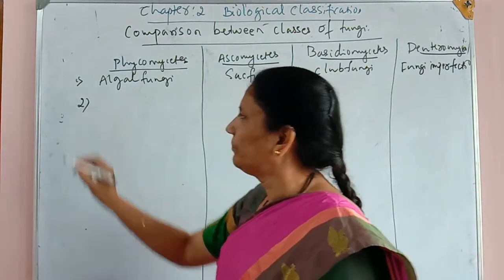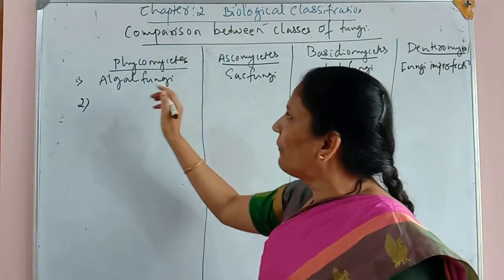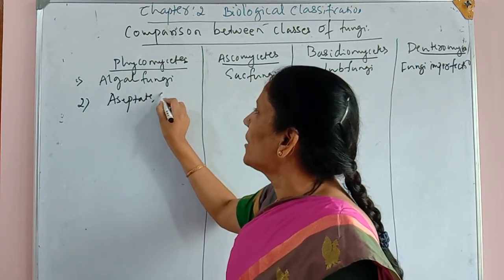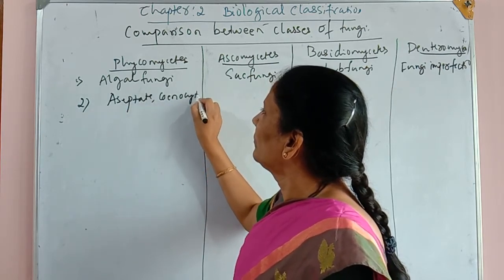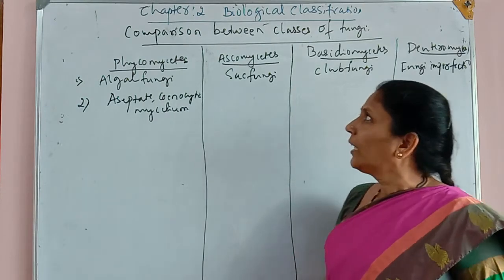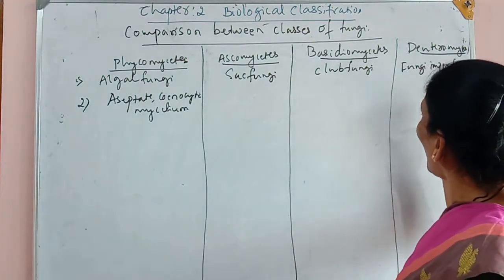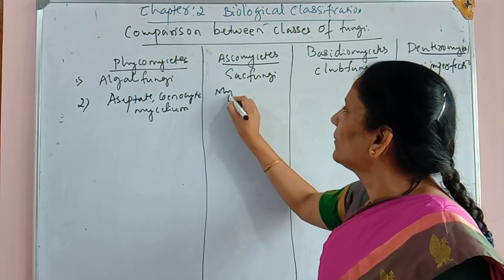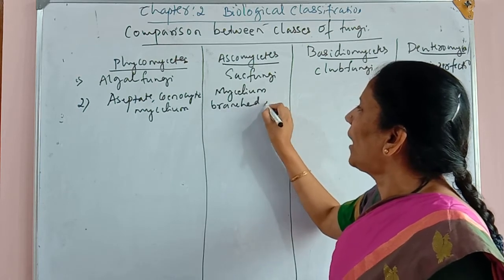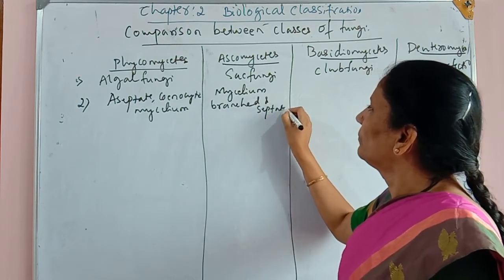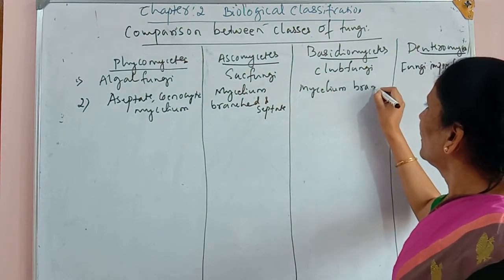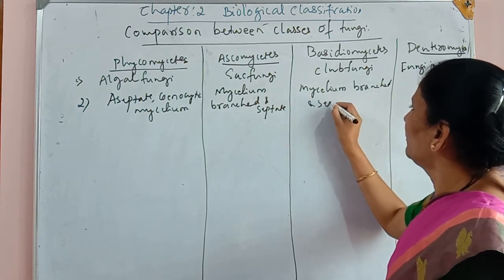Next, about mycelium. In Phycomycetes, mycelium is aseptate and cenocytic. In Ascomycetes, Basidiomycetes and Deuteromycetes, mycelium is branched and septate.